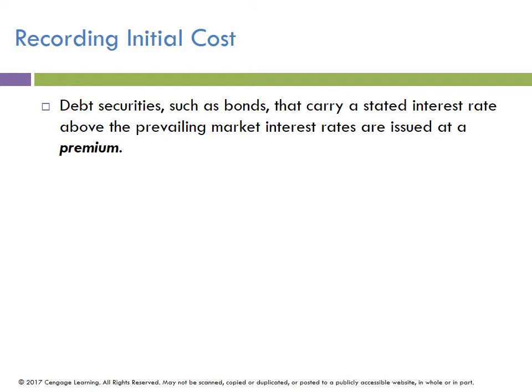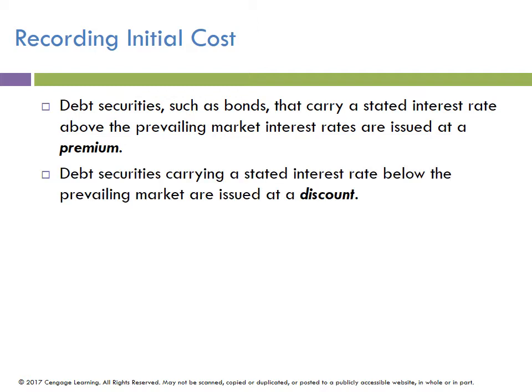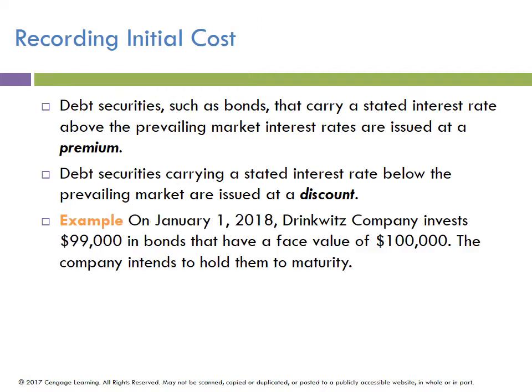So debt securities, such as bonds, that carry a stated interest rate, so the interest rate is above the market rate, are sold at a premium. So as an investor, you're going to be buying it for more than its face value. If the stated interest rate is below the prevailing market rate, then you will be buying it at a discount. Just like before, it's the same rule. So let's take a look.